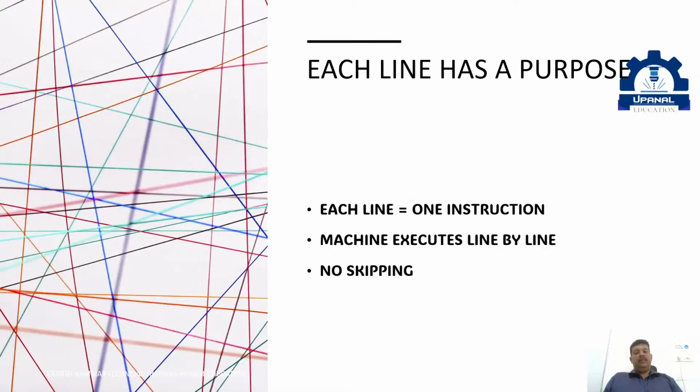Let's go one level deeper. Each line in a CNC program is called a block, and each block gives one instruction. The machine reads the program line by line. It does not jump, it does not skip. It executes exactly what is written. If one line is wrong, the machine will still follow it, and that is why mistakes happen. So always remember, the machine does not think, the machine only follows, and it follows exactly what you write.